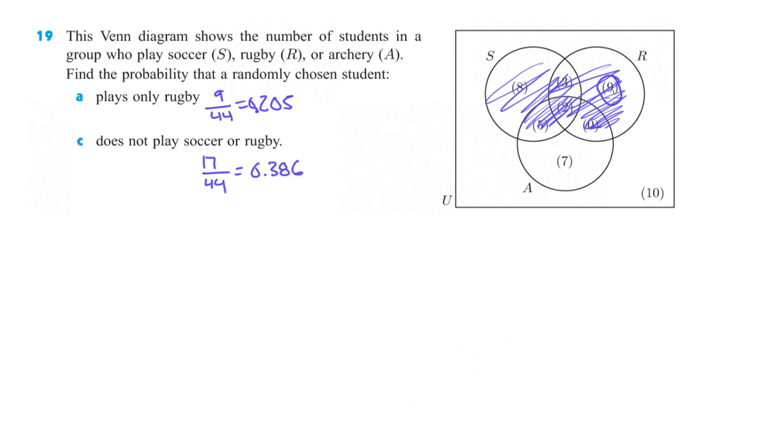All right. Again, the reason why we have does not play soccer or rugby: we want to take out all the people that play soccer or rugby, and it's just going to be the people who are left over, which are these 7 and 10 people, because these 7 do just archery, and these 10 don't do anything, or any of those 3.